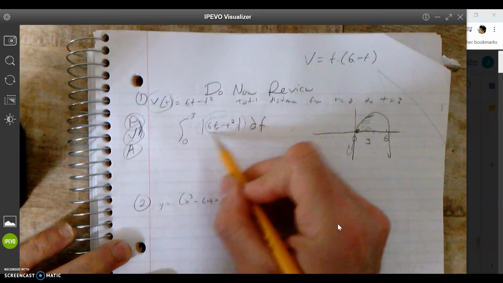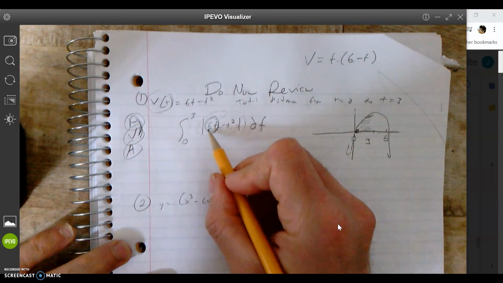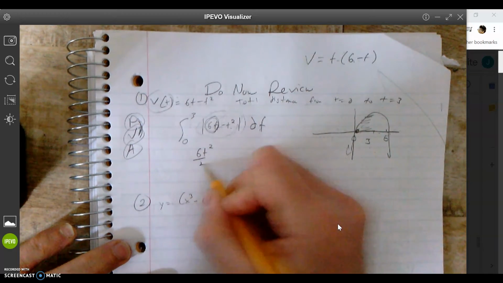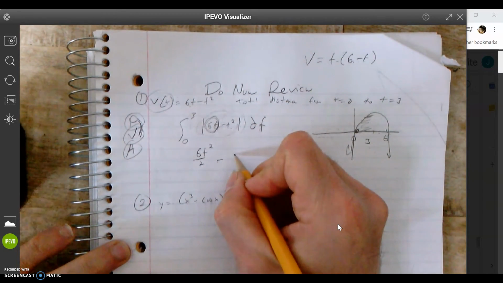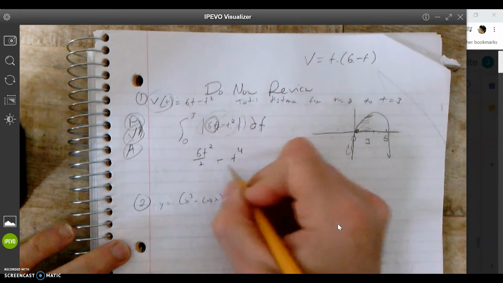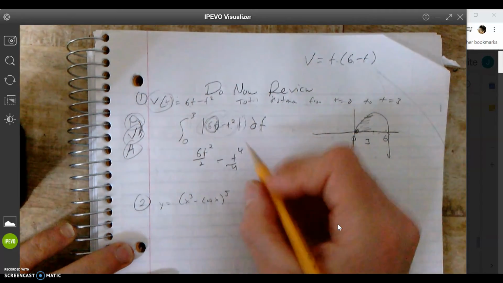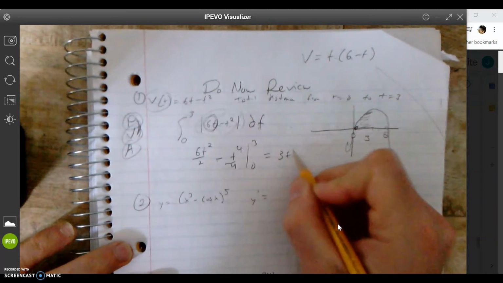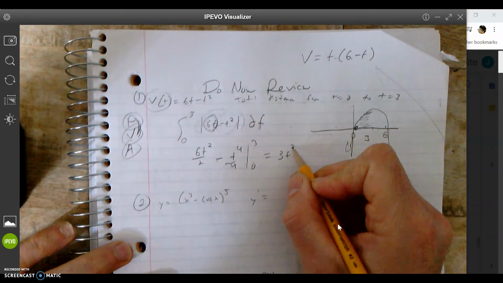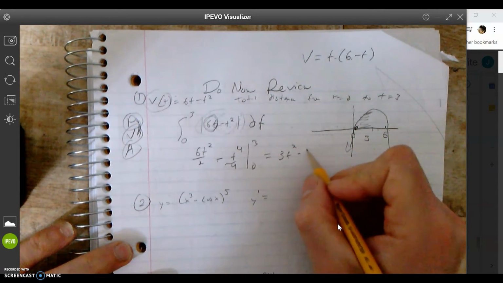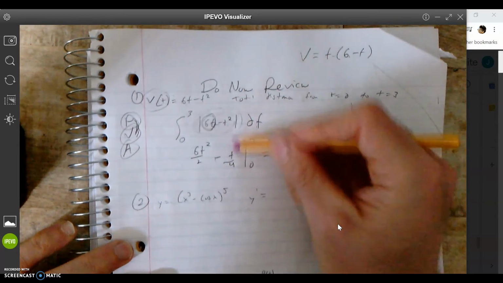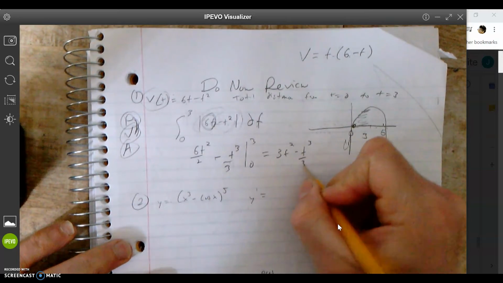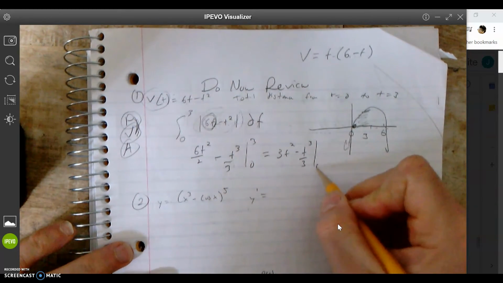So first thing I do is I find the antiderivative of this. So I'm going to use the fundamental theorem of calculus. So I'm going to add 1, so it's going to be 6t squared divided by 2 minus t to the 4 divided by 4. And I'll plug in 0 and 3. So I'm going to simplify this as 3t squared minus t. Sorry, this is t to the third over 3. My bad. Minus t to the 3 over 3. And I'm plugging in 0 and 3.